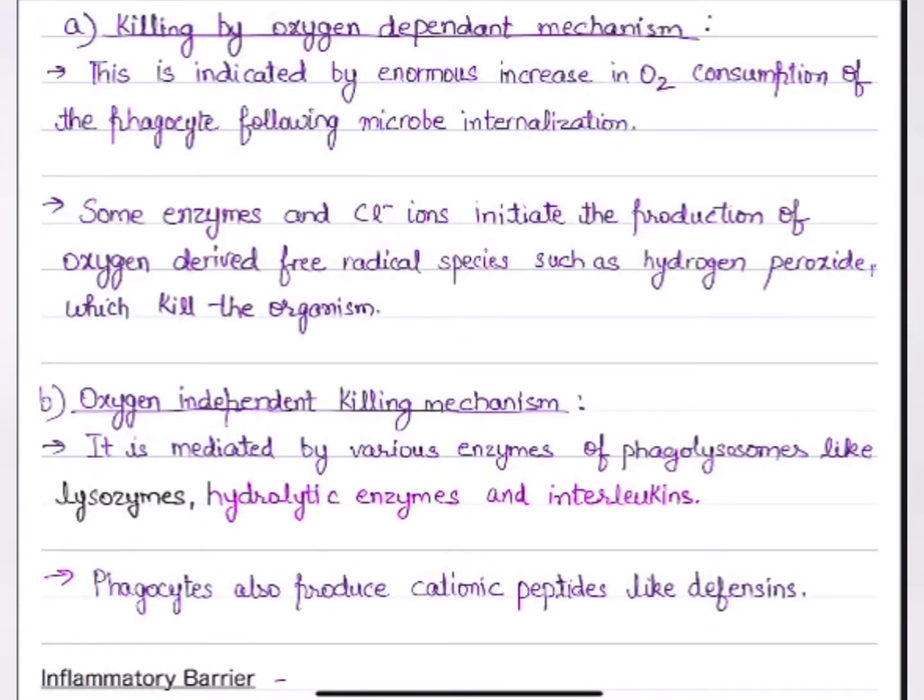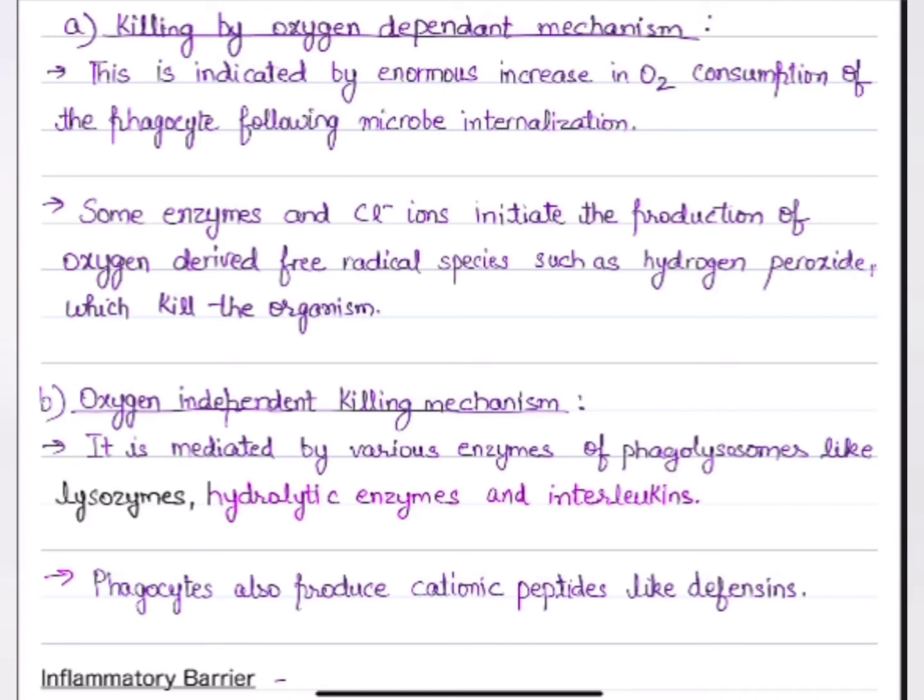Next, we have the oxygen independent killing mechanism. It is mediated by various enzymes of phagolysosomes like lysosomal hydrolytic enzymes, and interleukins. We have examples like tumor necrosis factor. In addition, phagocytes also produce cationic peptides like defensins. These are 30 to 35 amino acids long, cysteine rich peptides with circular shapes, and they form ion permeable channels in bacterial and mammalian cell membranes, and they can kill a wide variety of pathogens in this manner.